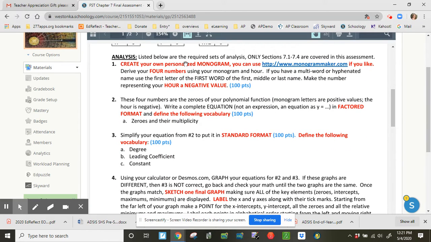In here, you're going to see the point structure is broken down quite nicely. Of the 1,000 points, 100 points is just for making your own monogram. You can do it by hand if you want to, or this monogram maker I thought was kind of cool on mine too, so feel free to use that. Another 100 points is then going to be to write the 4 numbers you had in factored format, and then define this vocabulary here. On your presentation, define what zeros and multiplicities are for your 4 numbers.